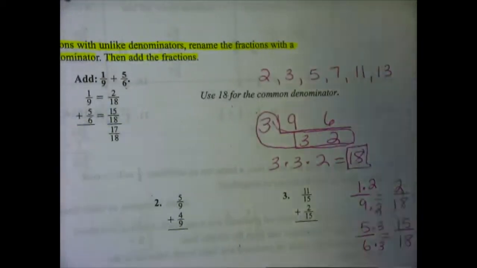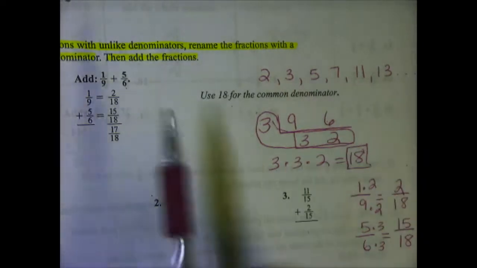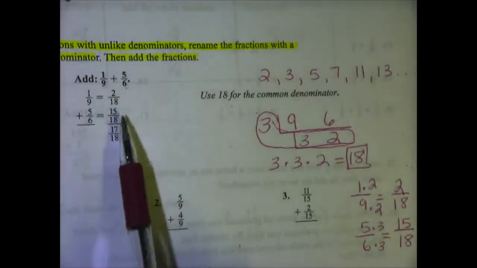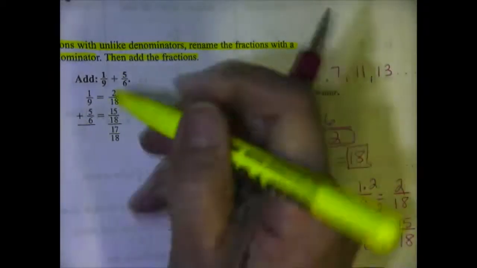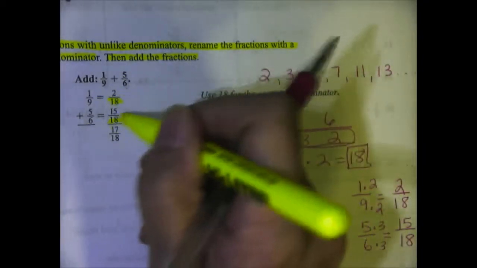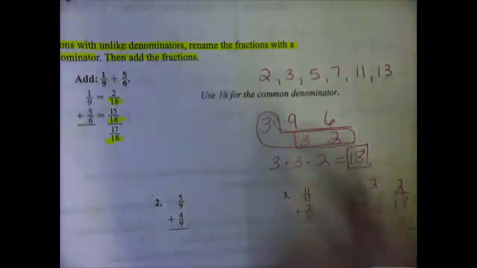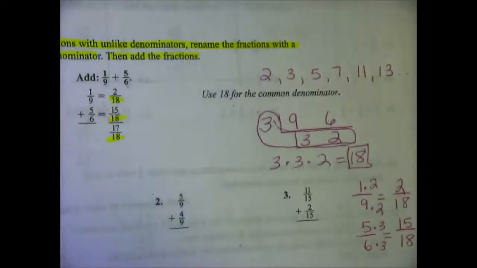And you'll see that they did that here, but they didn't show you how to rename them. So over here is the only time I'm probably going to go through the renaming process with you, but that's a good way to remind yourself by coming back to this video. So 2/18 plus 15/18 is 17/18 because we keep the denominator the same, and we add the numerators, 2 plus 15.